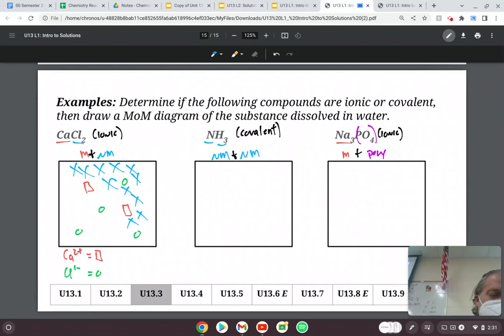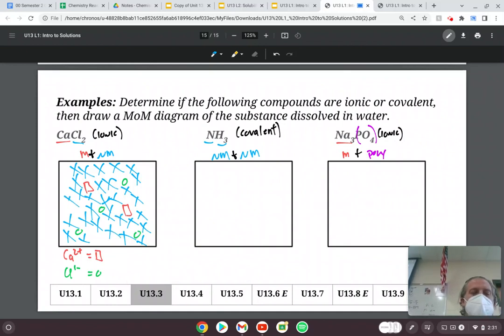And so now what I'm going to do is go back and add water to show that my calcium is surrounded by water. My chlorines are also surrounded by water, and everything is dissolved.